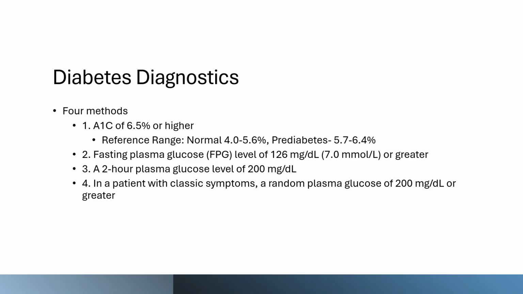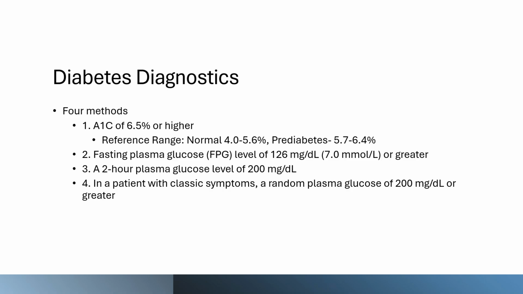So, some diabetes diagnostics: there are four methods. We usually use A1C, and if that is 6.5 or higher, that's diagnostic. We also look at it for prediabetes, right? So we're looking at people so that we can maybe make some modifications with lifestyle choices, food choices, maybe weight loss. Prediabetes would be in the 5.7 to 6.4% range.